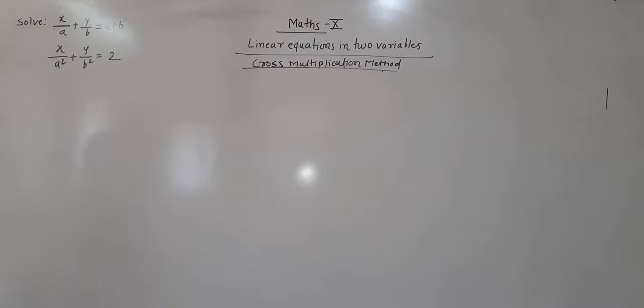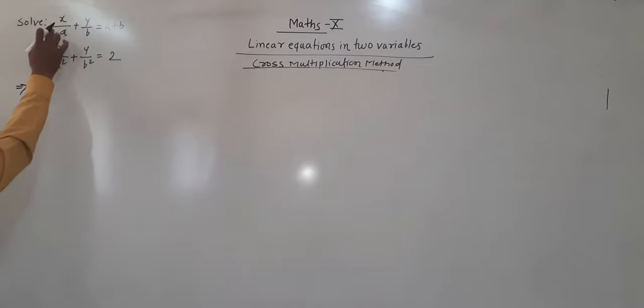So here equations are given. x upon a plus y upon b is equal to a plus b. x upon a square plus y upon b square is equal to 2. Two equations are given. Now we will solve this.